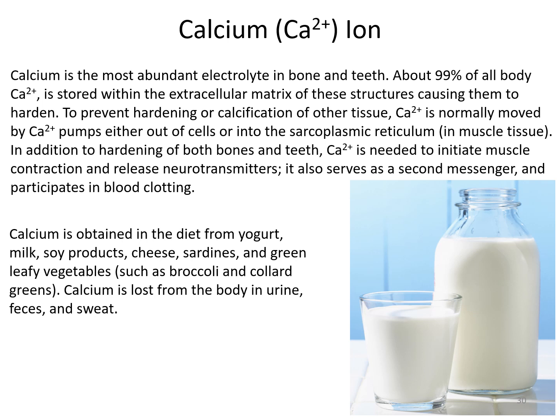Calcium is the most abundant electrolyte in bone and teeth. So calcium likes to kind of crystallize with phosphate salts to create this mineralization effect that we can use to deposit into the more solid structures such as bone and teeth. So about 99% of all of the body's calcium is stored in the extracellular matrix of either bone or teeth, and that again causes them to harden.